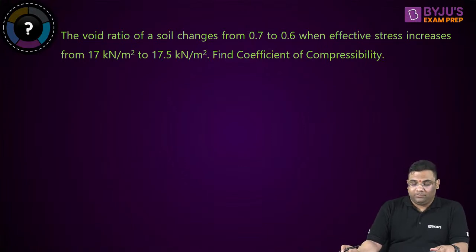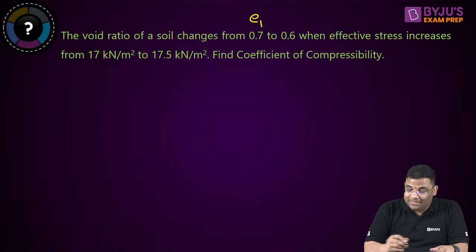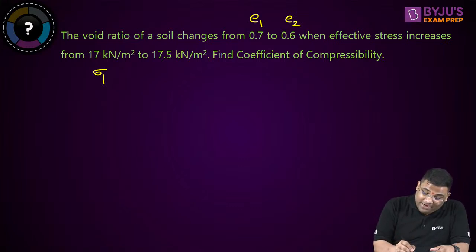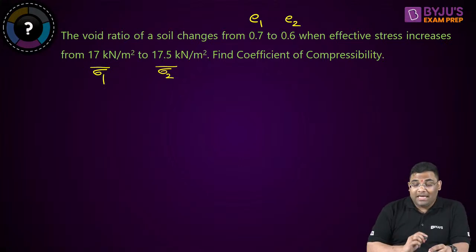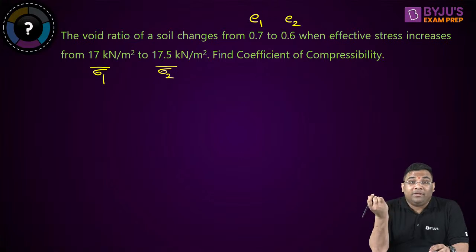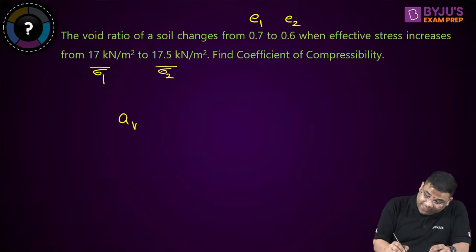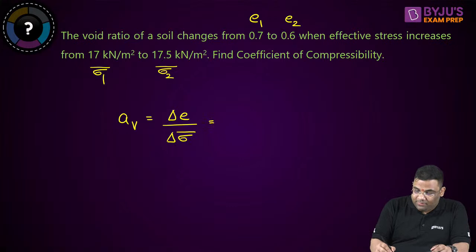Okay, the void ratio of soil changes from, this I can say is your e1, right? And this I can say is e2. When the effective stress changed from, this I can say sigma 1 dash, and this I can say sigma 2 dash. Yes? Now, coefficient of compressibility means a_v. That's very easy. That is the change in void ratio by change in effective stress. Yes? So this is nothing but 0.7 minus 0.6.